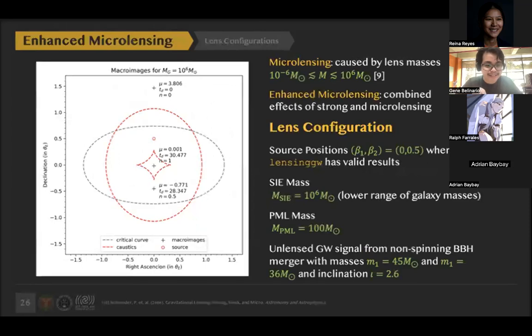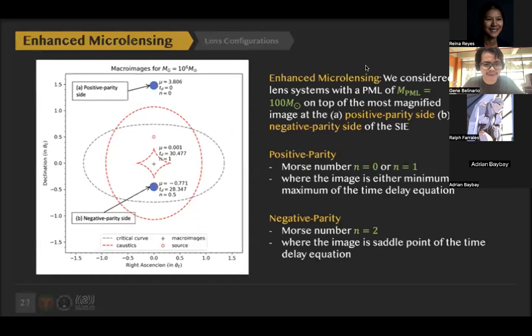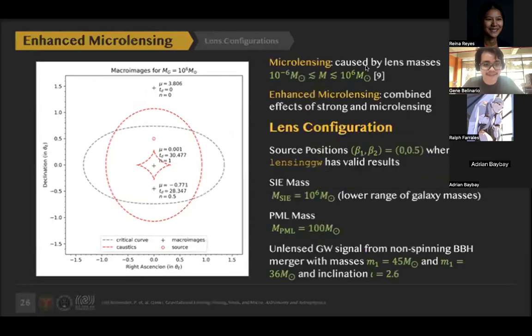Next, we discuss our results for the enhanced microlensing. First, let's define what microlensing is. Microlensing is just lensing caused by lens masses in this mass range. And here we define enhanced microlensing as the combined effects of strong and micro lensing.